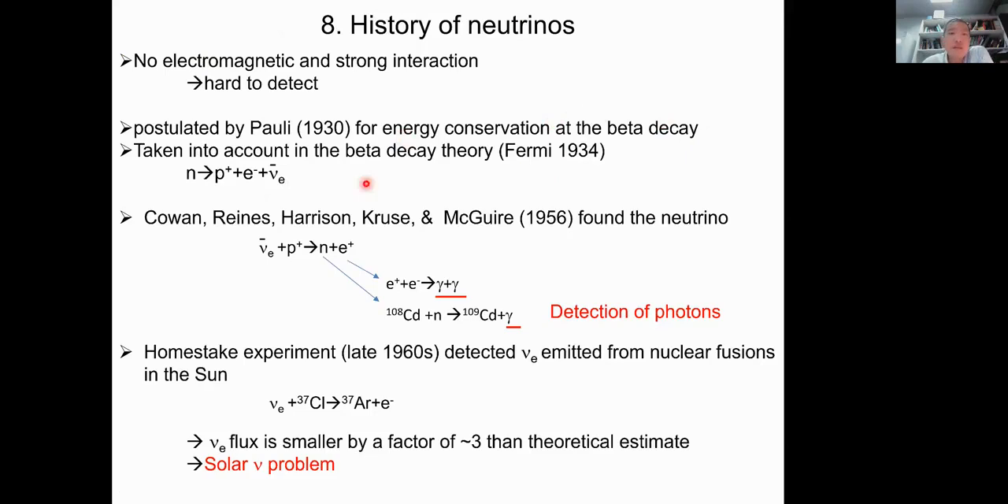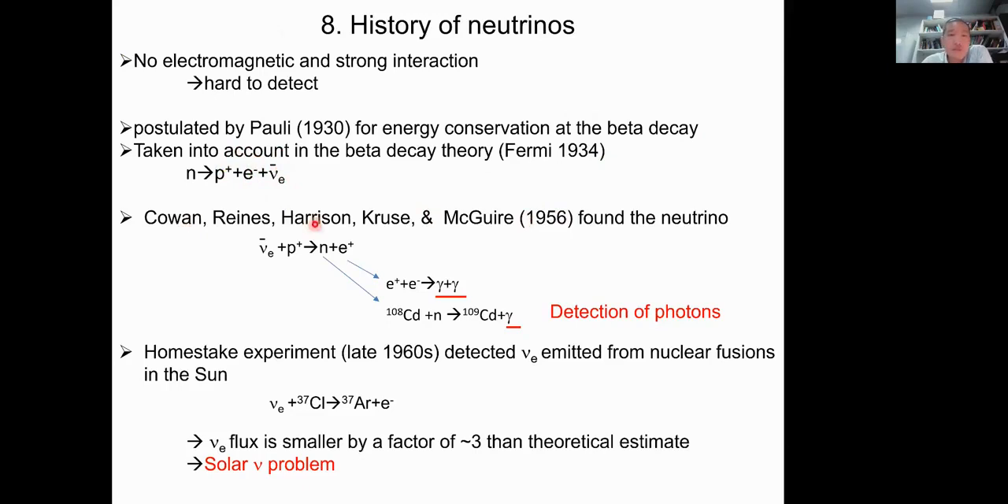And neutrinos are taken into account in beta decay theory by Fermi. So neutron decays into proton and electron. But there should be another particle, electron antineutrino.